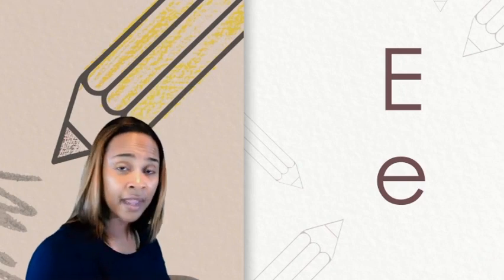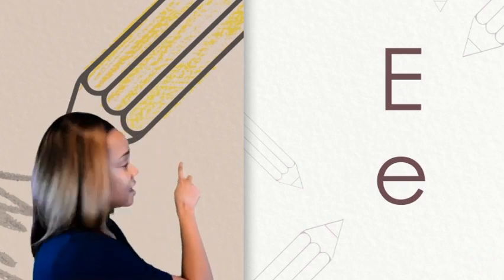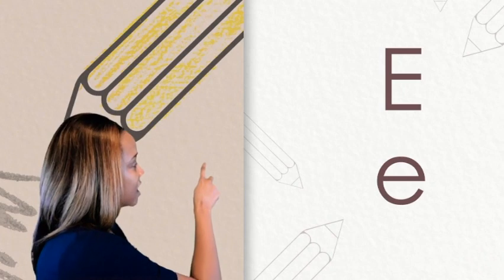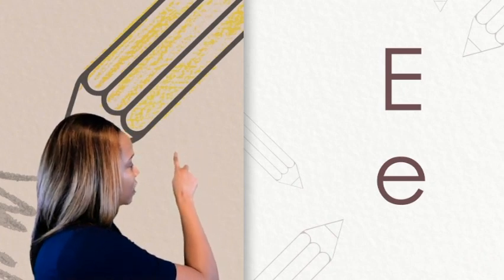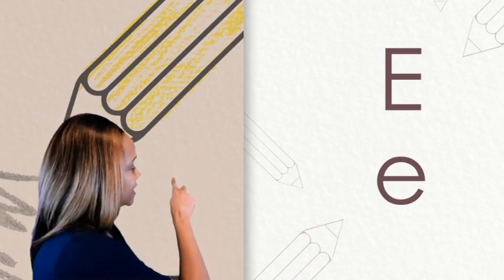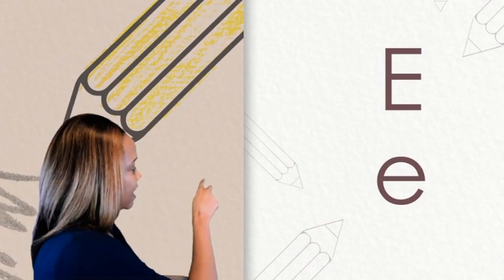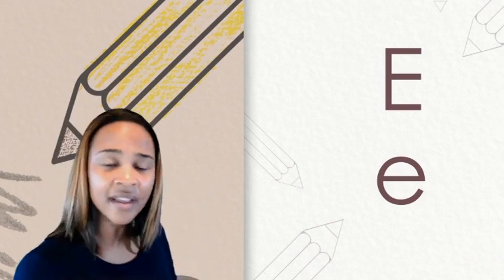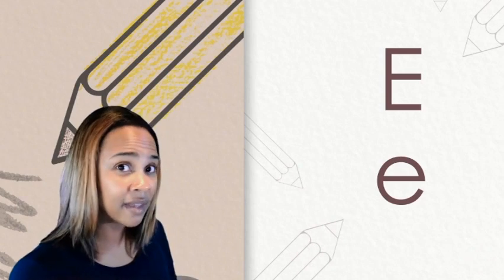Now try with me. Starting at the belly line, make a little line out, come up and around over your line, curving it around like a C, coming down to the foot line and coming up just a little bit. And we've made our lowercase e.